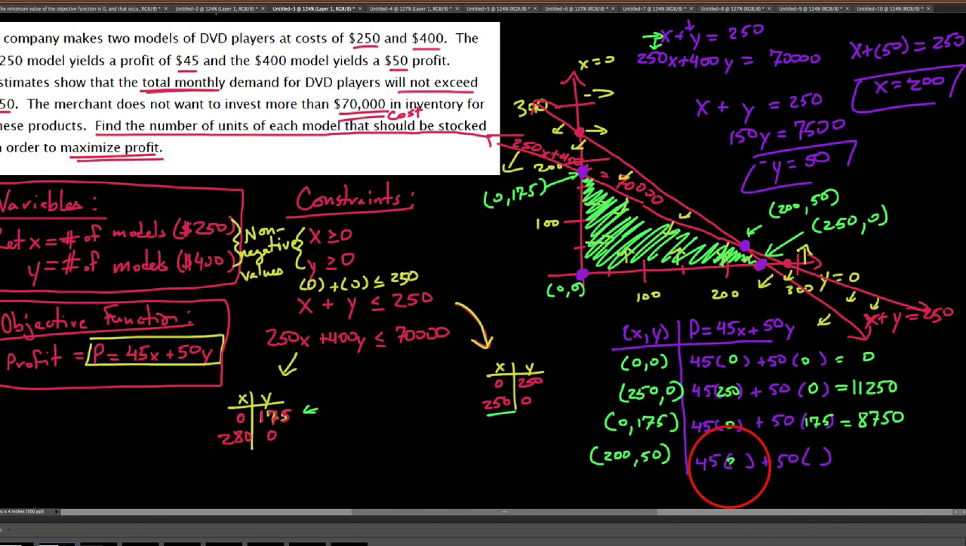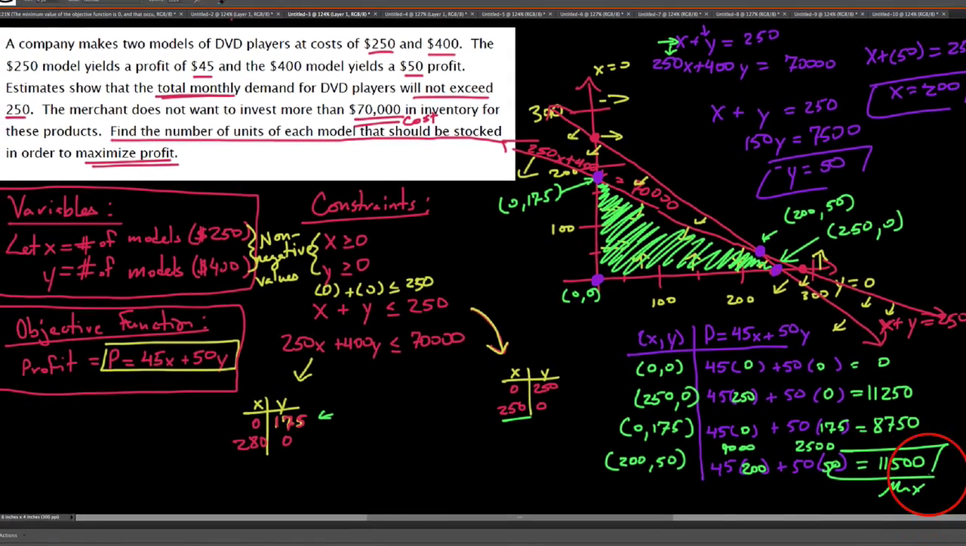And then this last one here, 200, comma 50. I think I can get this here. If we doubled 45 and added 2 zeros, we'd have 90 with 2 more zeros. So that would be this here, 9,000. And we'd say 50 times 50 would be 25 with 2 zeros. So we would get 11,500. Yes. I'm going to put a box around this because this is our maximum value of the objective function.